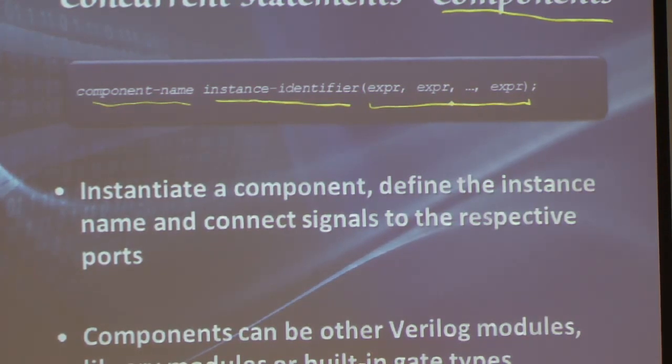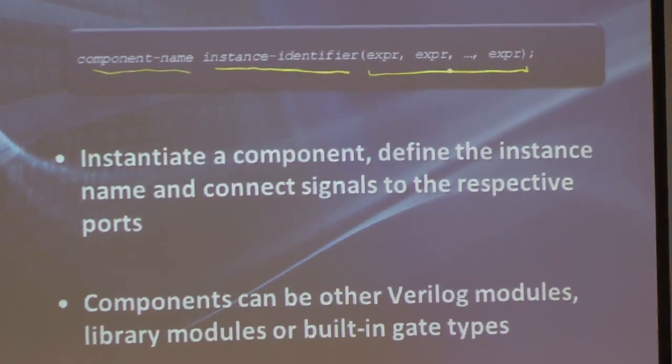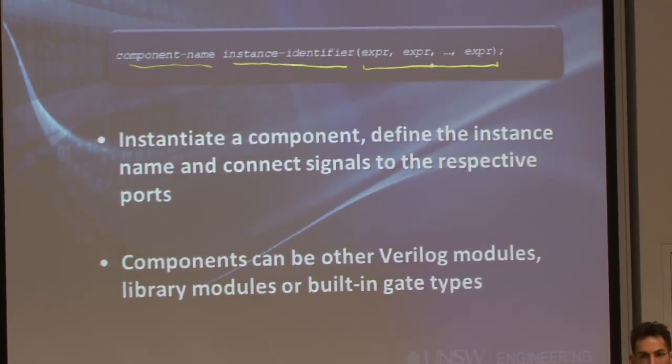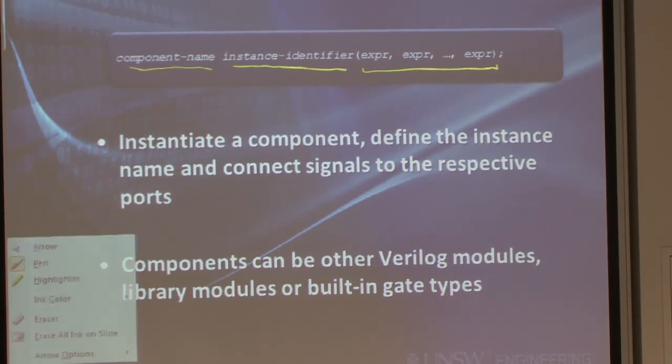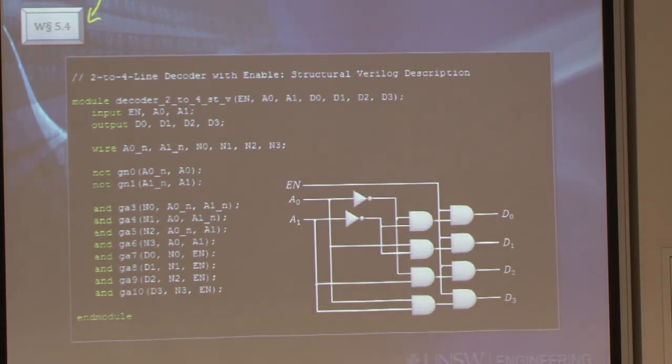Now, again, we'll see examples. As I said, components can be other Verilog modules. They can be library modules, things that come, say, in your design tools. Xilinx has a lot of different modules. You've seen them when you worked in the lab. And it can be those built-in gate types, and, or, not, and so on. Now, let me put back the example over there.